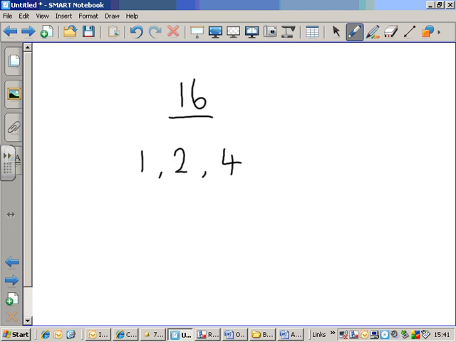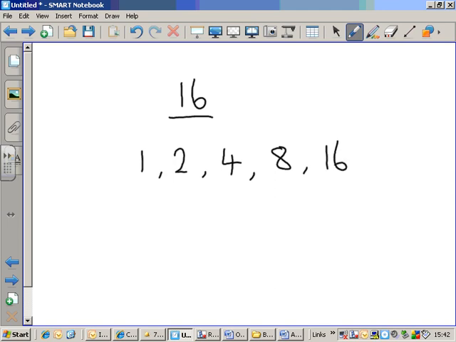6, 2 sixes are 12, 3 sixes are 18, that's no good, is it? How about 7? 2 sevens are 14, no, that's no good. How about 8? Yeah, 8's good, isn't it? Because 2 lots of 8 makes 16 exactly, so we'll write 8 down there. 9, 18, 27, no good. 10 doesn't go into 16 exactly, does it? 11, no, 12, 13, 14, 15. Is that everything? Well, there's one more, isn't there?